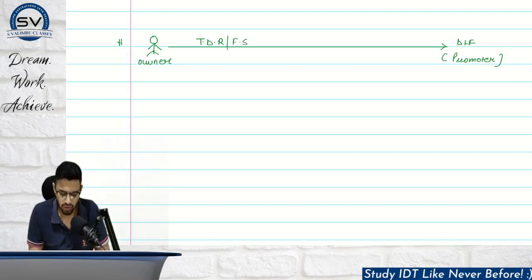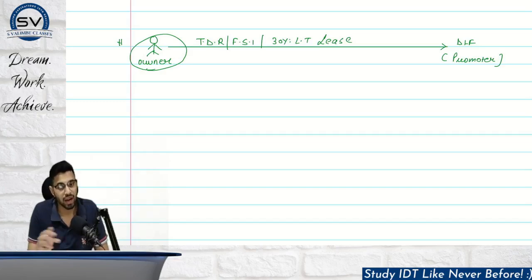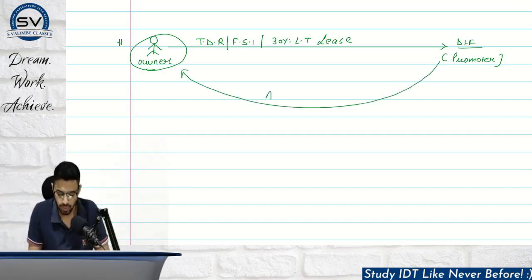TDR, FSI, floor space index, long-term lease, 30 years or more, long-term lease. So these are owned by that particular house owner. This is being transferred to the promoter so that he can build. Obviously, he is going to pay some amount against this. Amount will be paid. Now, the question is whether on this amount GST will be applicable or not.